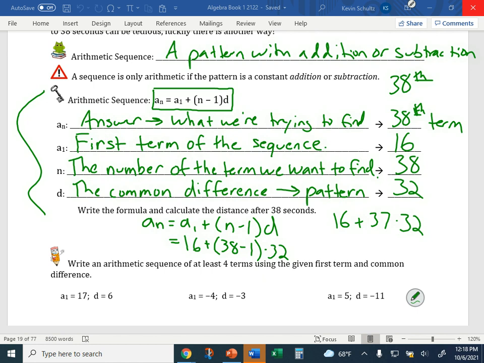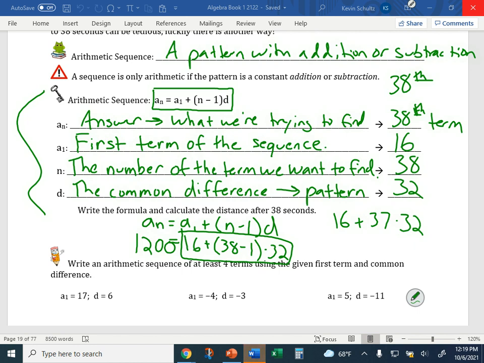But because we already have the first term, that means we need to add 32 37 times to get to the 38th term. So in your calculators now, I want you to plug this in, type it exactly as you see it here, and make sure you get 1200, because that is the answer that you should come up with. We already solved for that. Okay, calculator, plug that in, make sure you get 1200 so you know how to enter it.